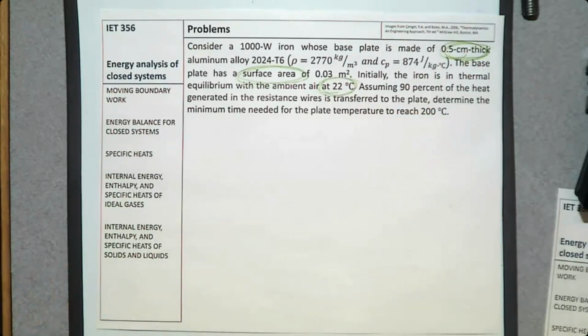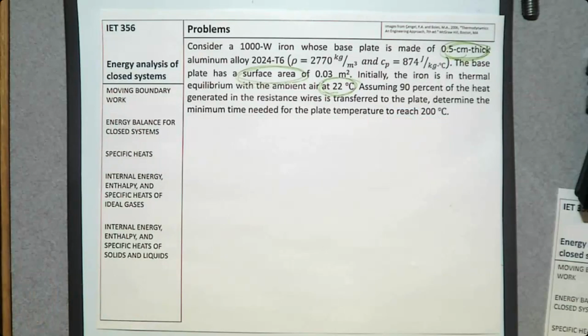Anyway, initially, the iron is in thermal equilibrium with the ambient air at 22 degrees Celsius. What does it mean? The initial temperature of the iron is 22 degrees Celsius. Assuming 90% of the heat generated in the resistance wires is transferred to the plate. What does it mean? 90% of 1000 watts is going to be Q in. Determine the minimum time needed for the plate temperature to reach 200 degrees Celsius. So the final temperature is going to be 200 degrees Celsius. The initial temperature is going to be 22 degrees Celsius.